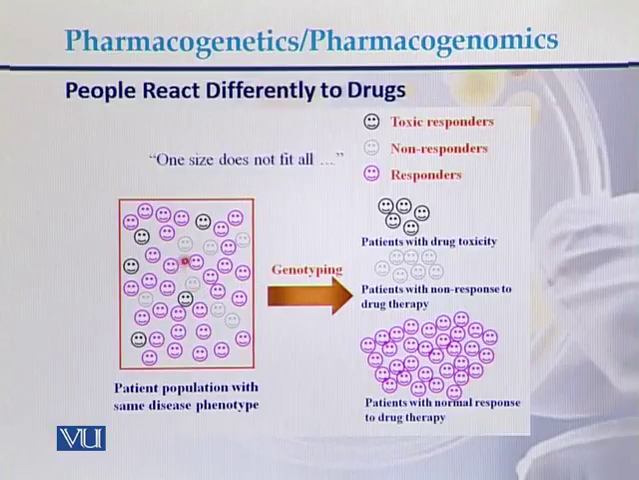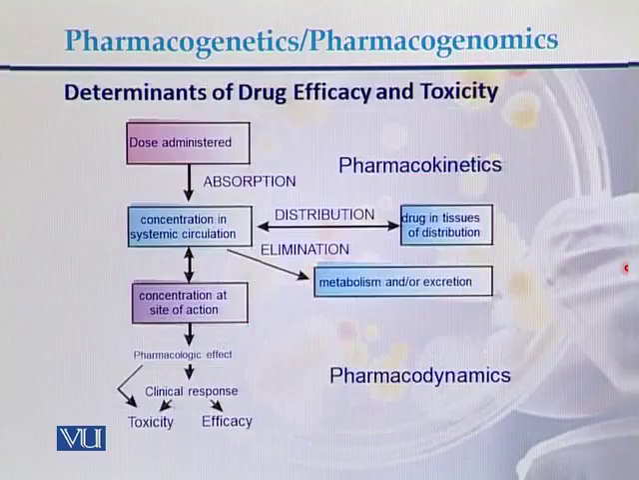So people react differently to drugs. Some people give a normal response. Some of them give no response to the drug therapy, and there are some patients who have drug toxicity when we use a drug on them. So these are the toxic responders, these are the non-responders, and these are the responders. It all depends on the genetic variations, or the variations in the genomes.